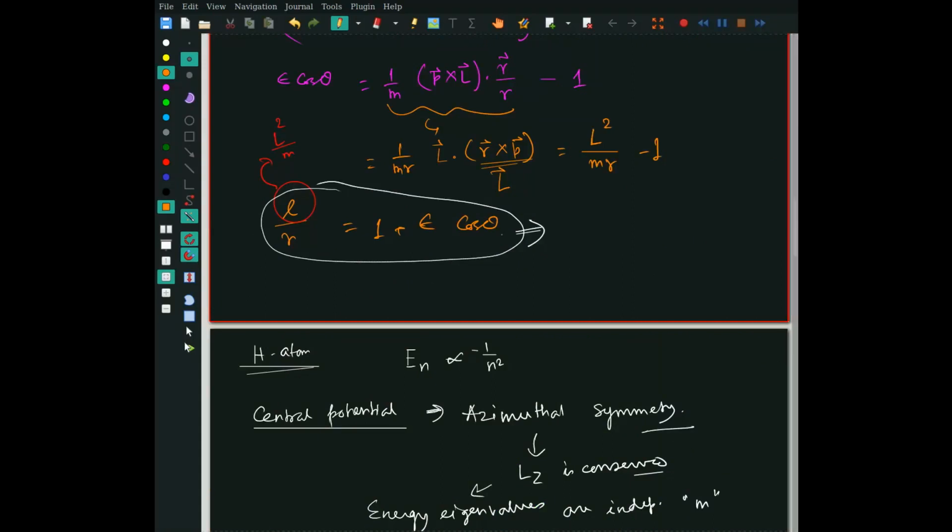So basically you are orienting your V along the Z axis. That's it. V is a constant vector, right? So you have freedom to orient your Z axis along any direction you want. So you orient your Z axis along V, and that's it. Okay, sir. Understood. Anything else?